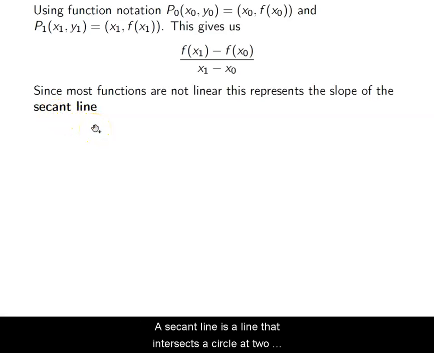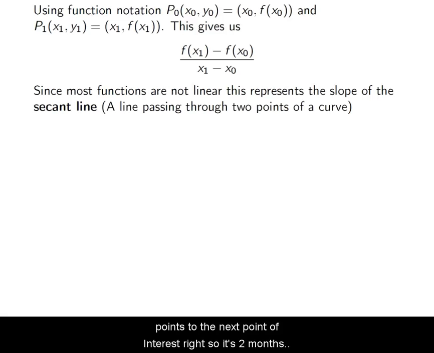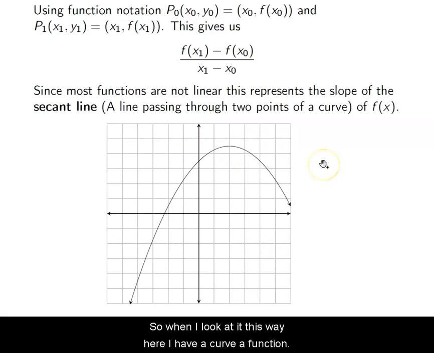A secant line is a line that intersects a curve at 2 points. It can intersect at more than 2 points, but we generally take it from one point to the next point of interest. So it's a line passing through a curve. Here I have a curve, a function. I can't see what's going on past this point or past this point. Maybe it does all kinds of stuff, or maybe it's just a quadratic function. It doesn't really matter because it's not a line.